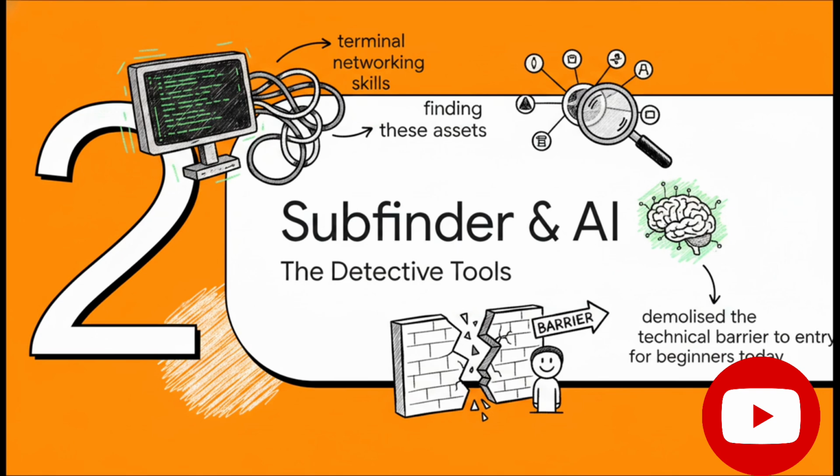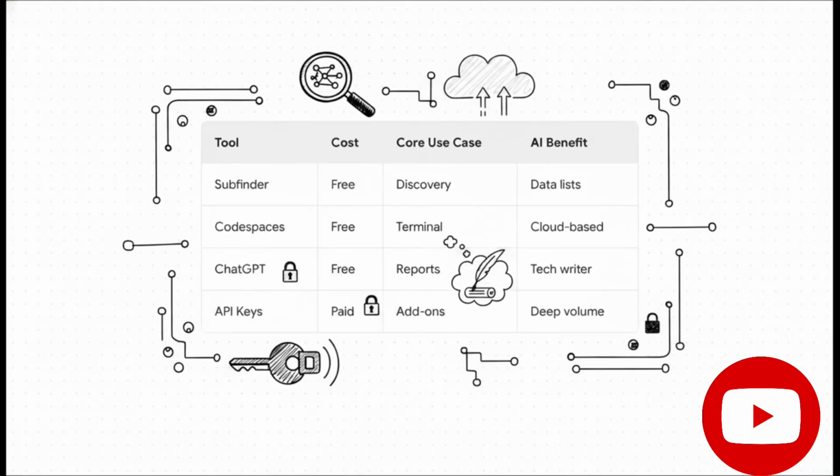Moving right along to Section 2, Subfinder and AI, the tools. So historically, mapping these assets required some pretty complex terminal networking skills, but today, the technical barrier to entry has been completely demolished. We have a streamlined, completely free stack. Subfinder, which is this elite open-source tool by Project Discovery, acts as your digital detective to passively discover subdomains. And the best part? You can run it entirely in the cloud via GitHub Codespaces, so you don't even need a powerful local computer. From there, the free tiers of ChatGPT or Claude translate the raw terminal outputs into polished professional reports. They act as your expert technical writers. Finally, plugging in API keys unlocks deeper data volume, absolutely supercharging your discovery.